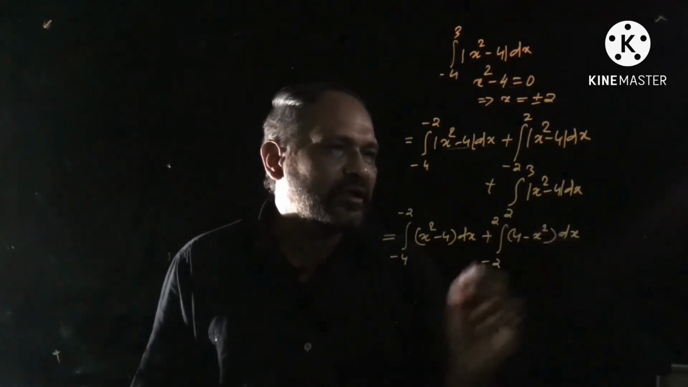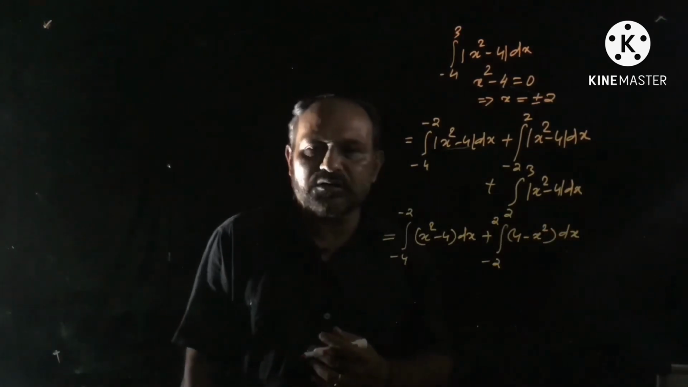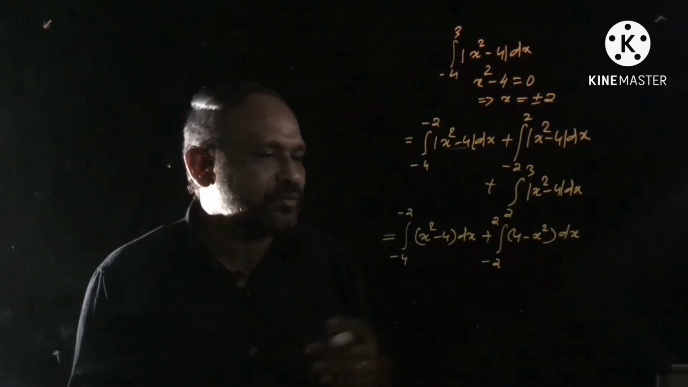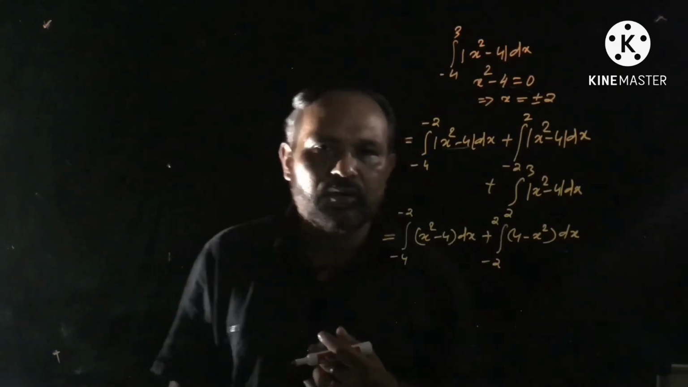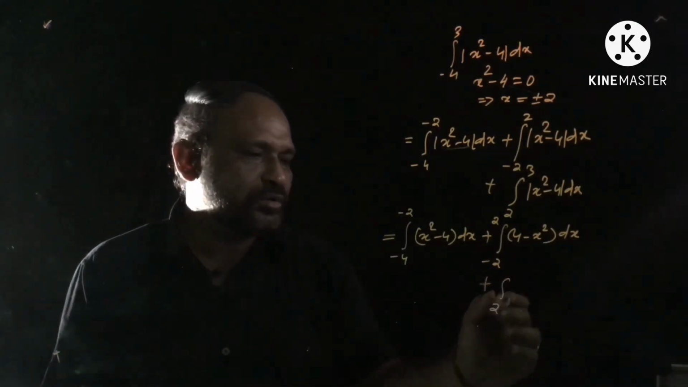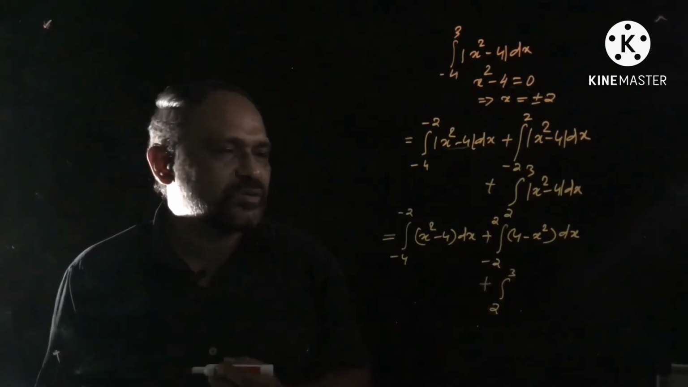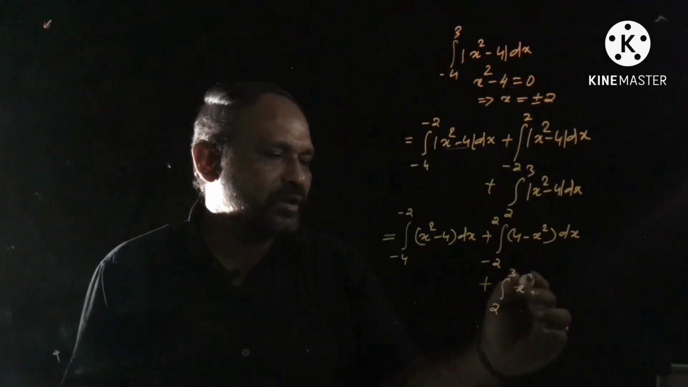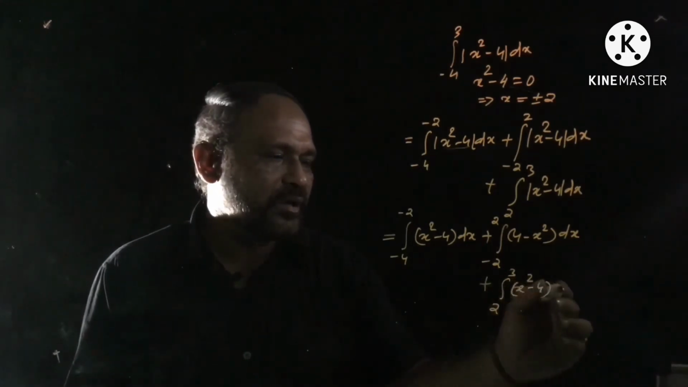Since this is negative, mod of x square minus 4 is equal to minus of x square minus 4, which can be written as 4 minus x square, plus integral from 2 to 3. If we put x is equal to 3, then this is 9 minus 4, 5, positive. So x square minus 4 dx.